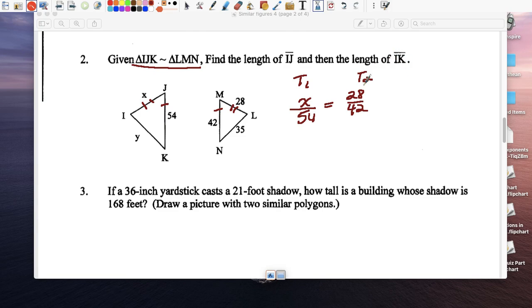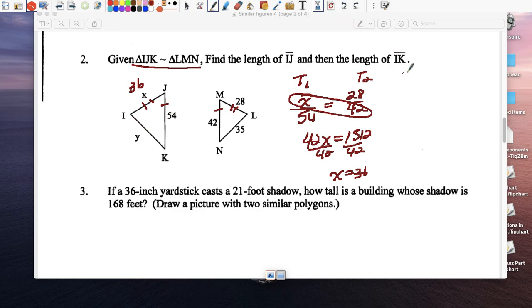I would probably go the route of simplifying this and then finding a relationship, because I can see that there is one. Or if you don't want to do that, we might as well cross multiply. 42x equals 54 times 28, which is 1,512. Divide both sides by 42, and we get 36. So x equals 36. I'm going to go back to this picture and write 36 over here. So that's one, and now I have to find y.